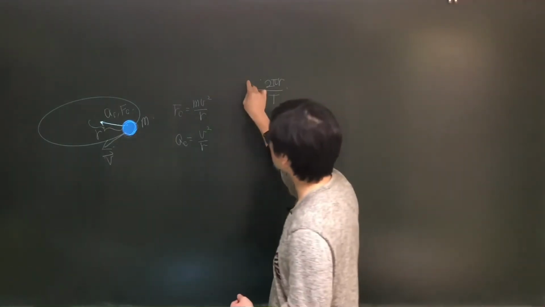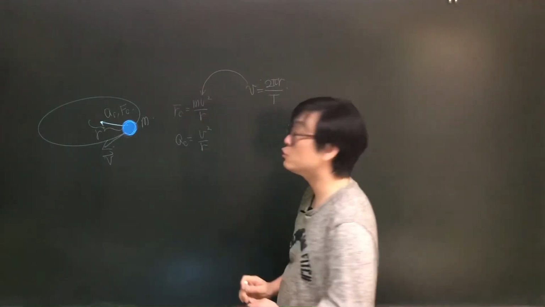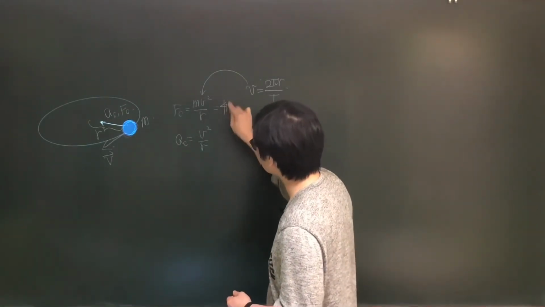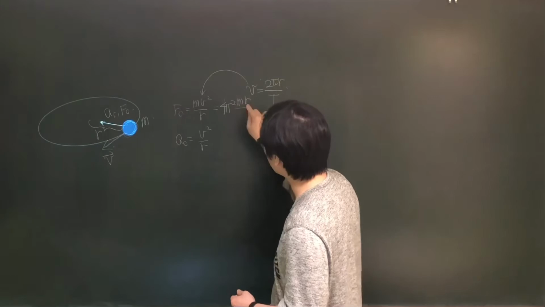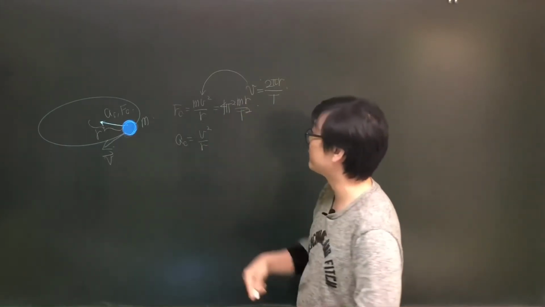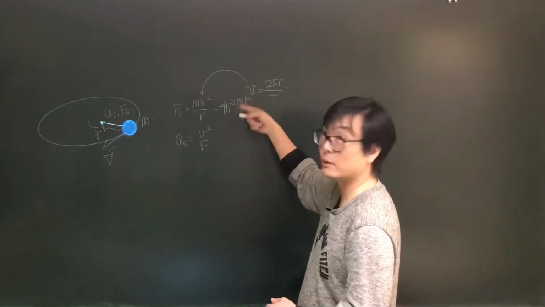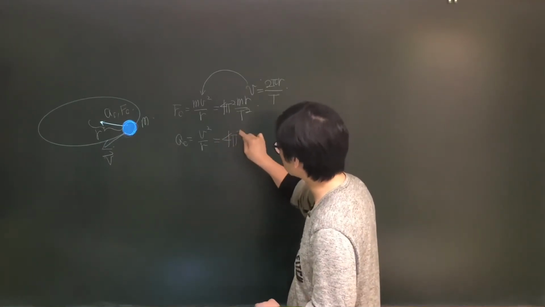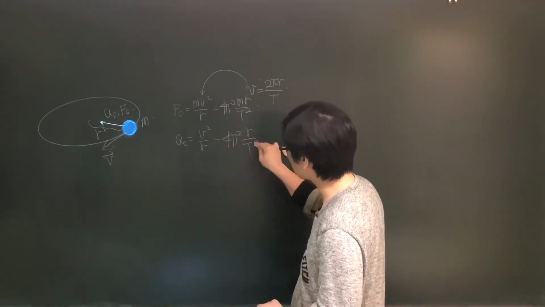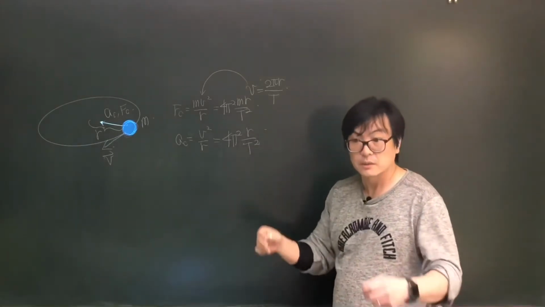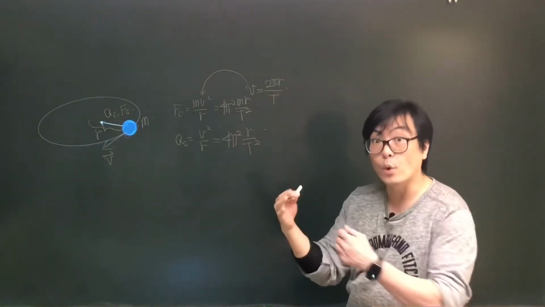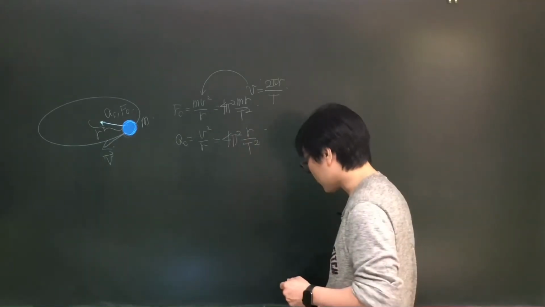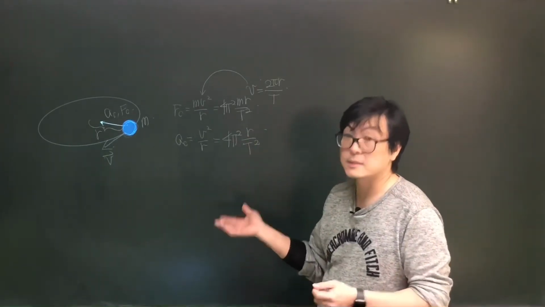So you can substitute v with 2 pi r over T, then you get 4 pi squared m r over T squared instead of m v squared over r. And if you take away the m, the centripetal acceleration is also 4 pi squared r over T squared. So depending on whether the question gives the velocity or the period, you can choose one of them to solve the question. Solving is not a big deal.